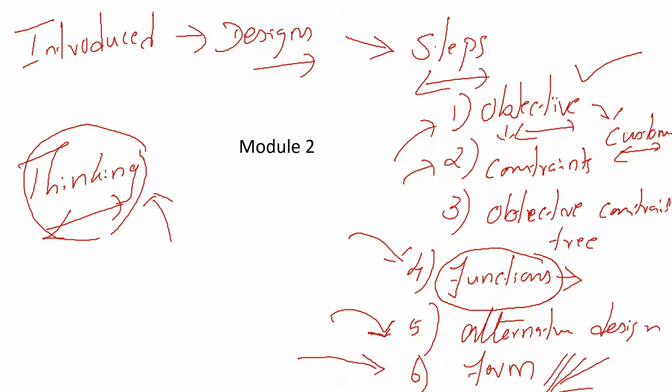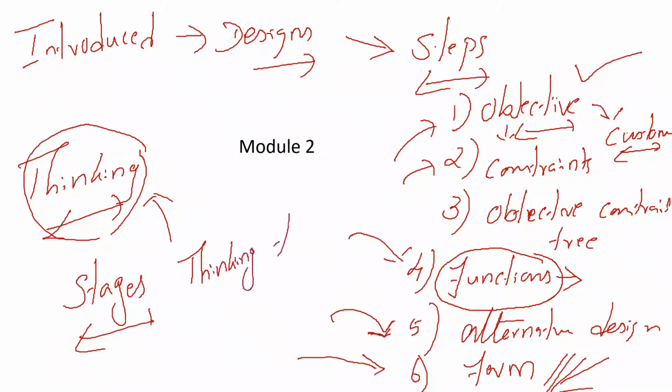If we talk about some examples and some basic things in a way that triggers thinking, automatically you will start to think on your own. So that is the main objective of module 2, the thinking process, right? And we are going to check out various stages that are involved in thinking the design. So this is going to be the theme of module 2.